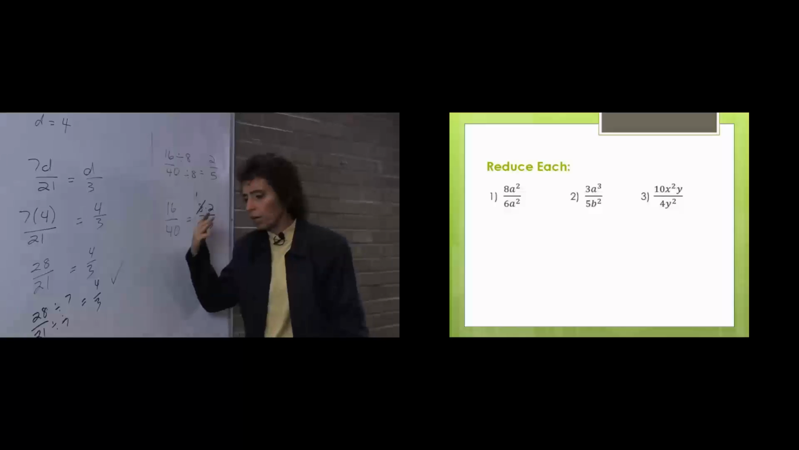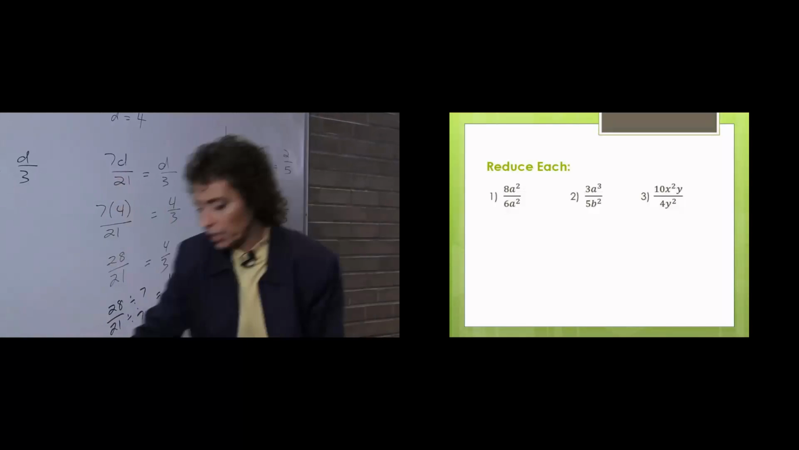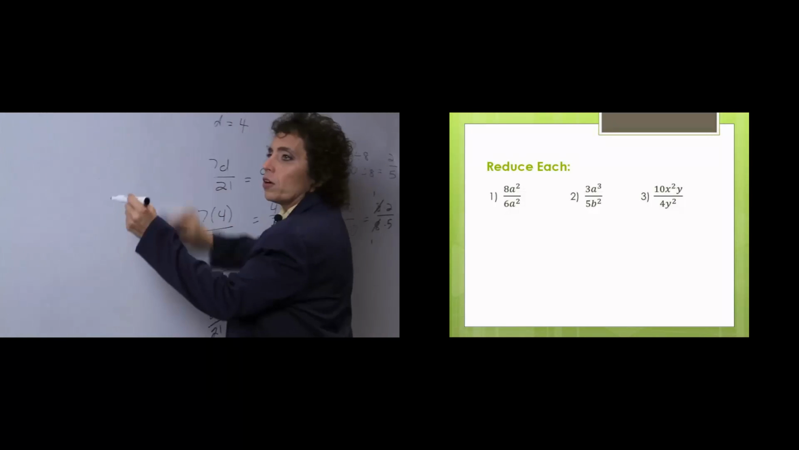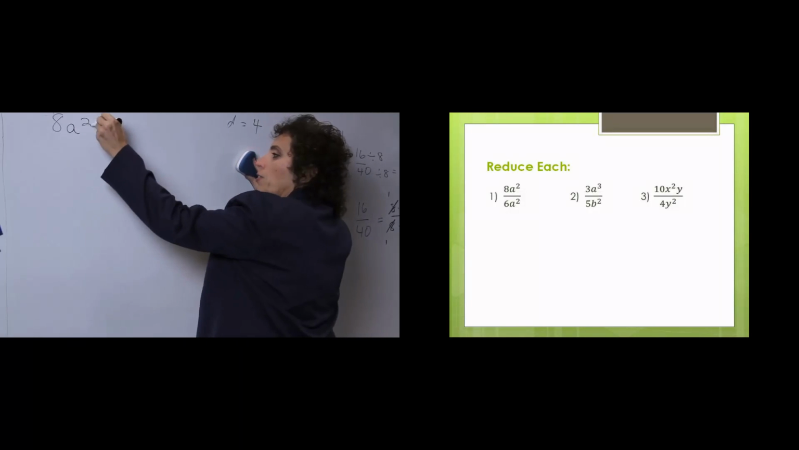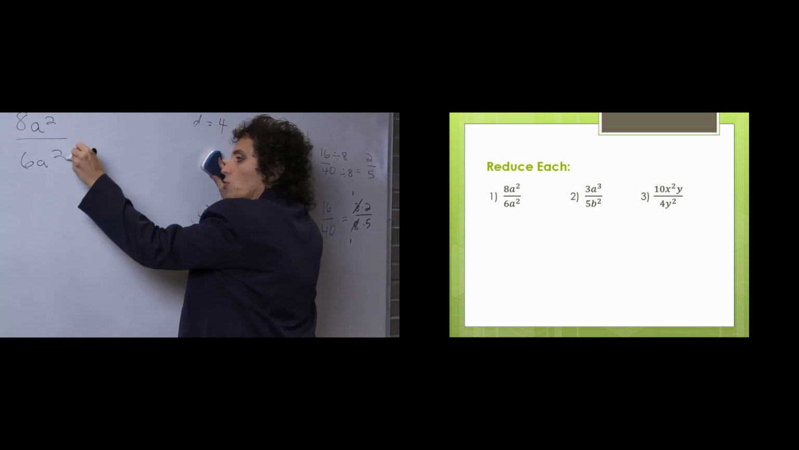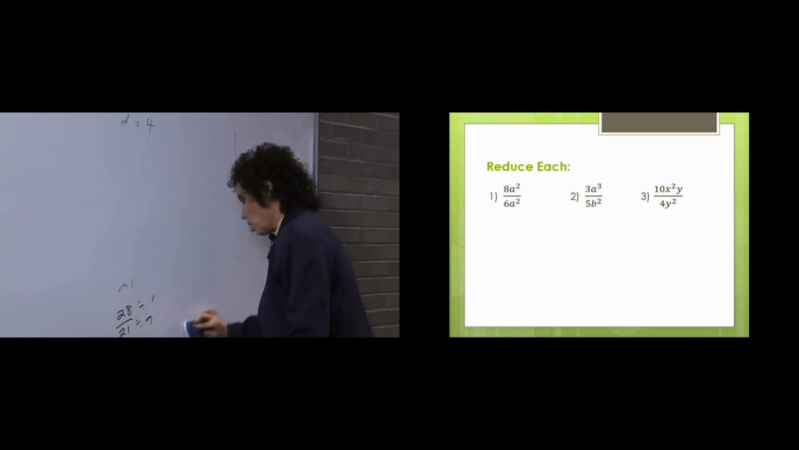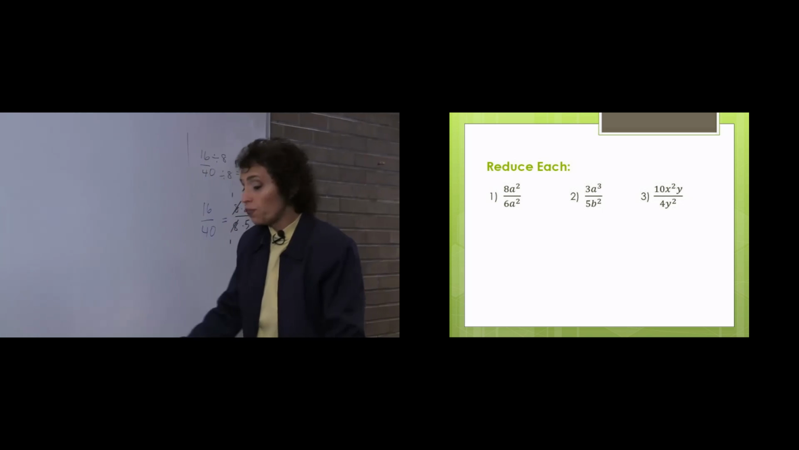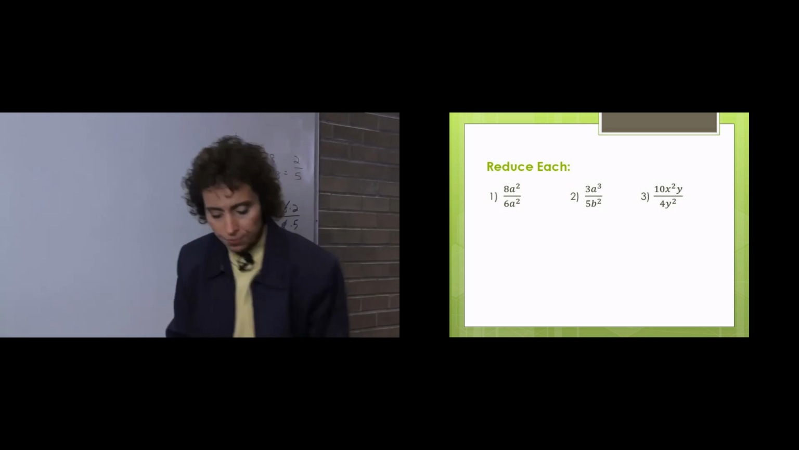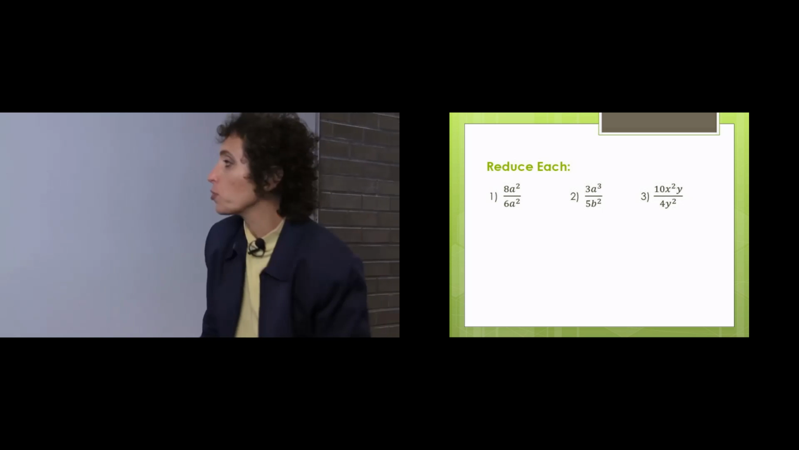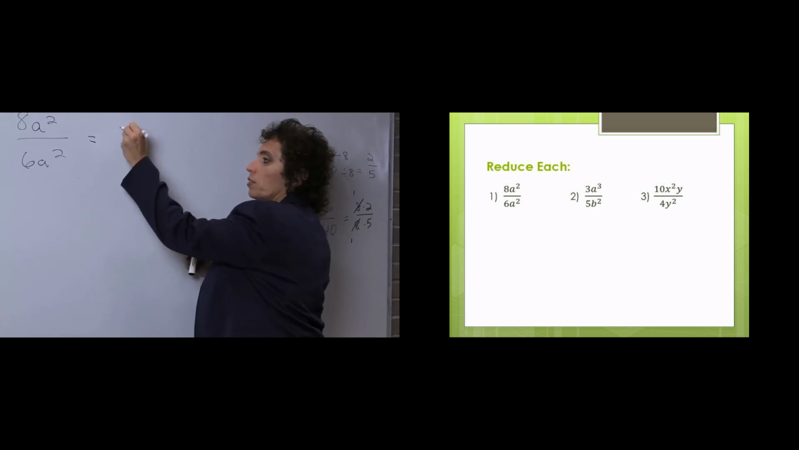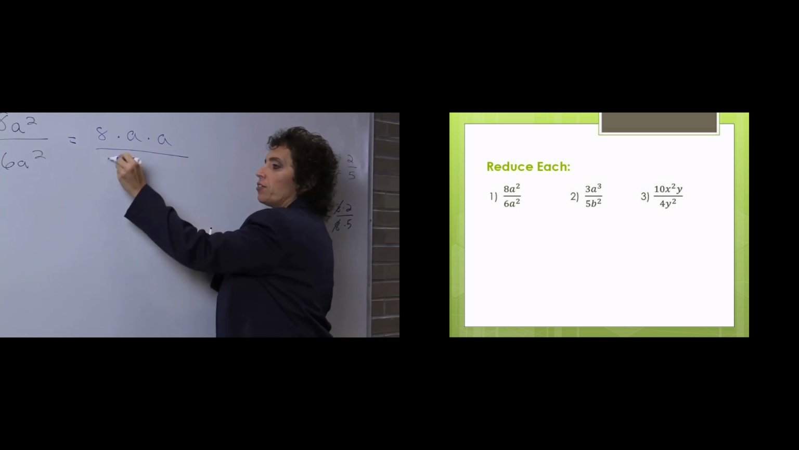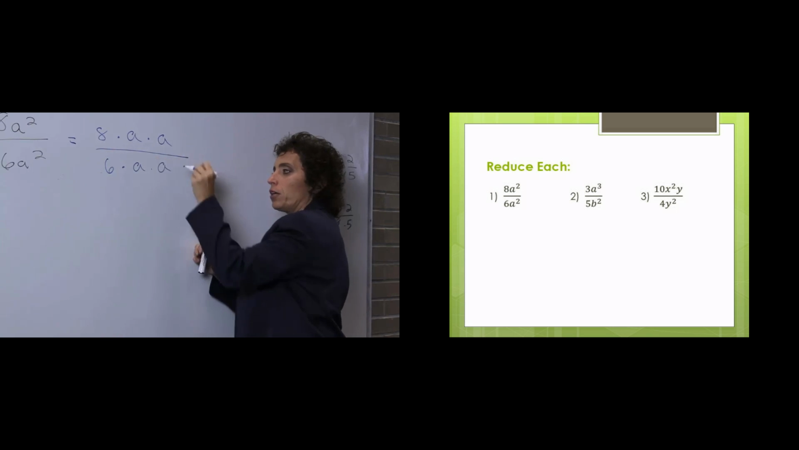So let's do some problems, okay? Let's make them harder. Here we go. Remember, 1D is the same as D. All right. Oh, I'm feeling good here. 8a squared over 6a squared. For now, until we get really good at this, which we will, we're going to write out the factors. I'm not going to write out the factors of the numbers, just of the letters. So I'm going to write this as 8 times a times a. I'm going to write this as 6 times a times a.